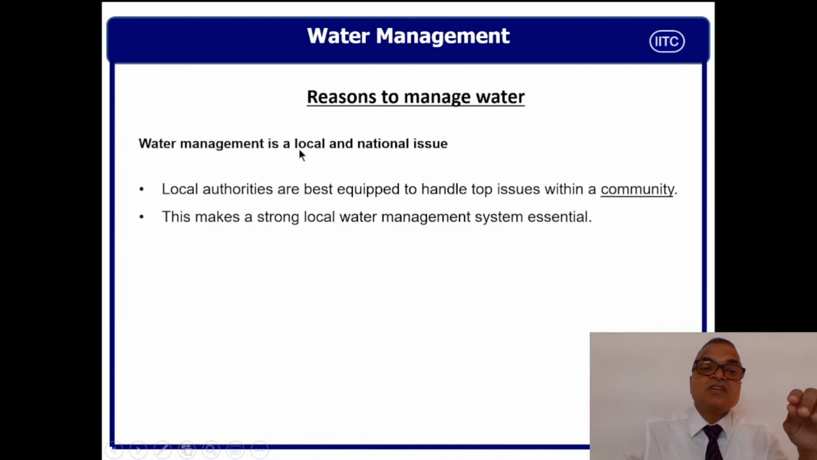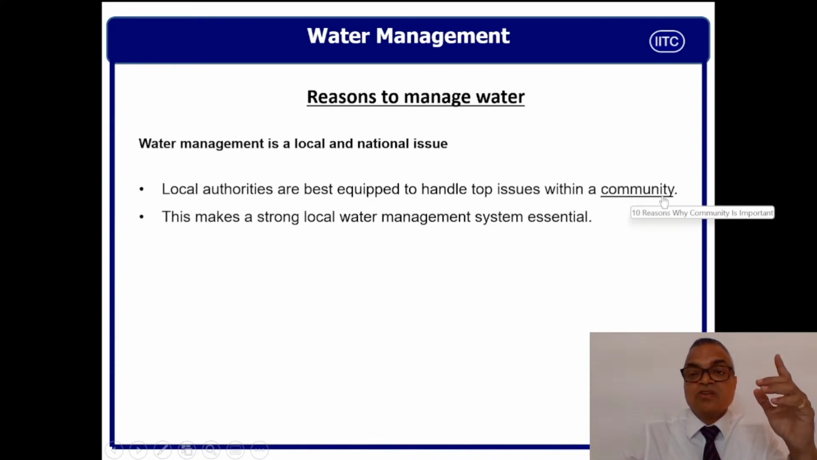Water management is a local and national issue, and it is also a global issue. We will not discuss the global issue because we do not have control over it. Local authorities should be, would be, and can be equipped nicely to handle the top issues within the community. This makes a strong local water management system essential.